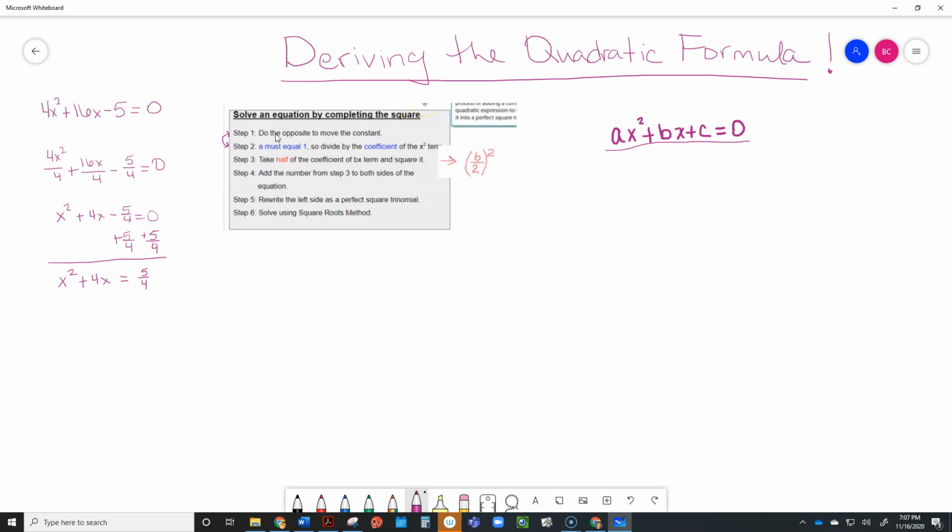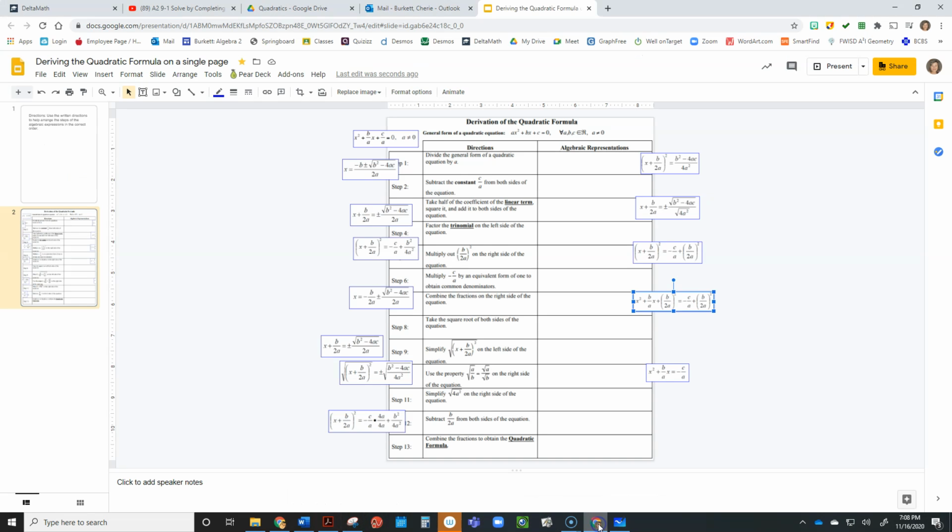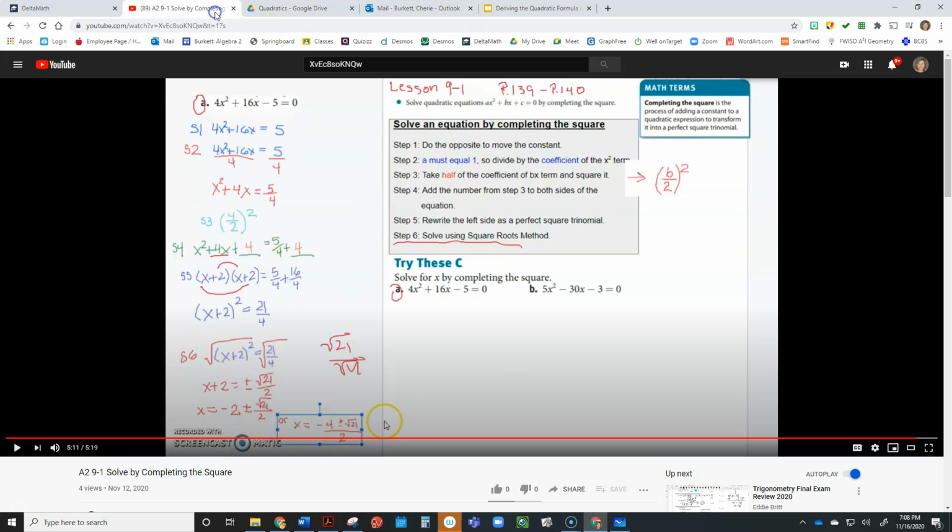And I proved that to you by taking this problem that Professor Trevino worked in that other problem. She worked this problem, and let's go back and see real quick what she did. She did step one right here. She said, do the opposite to move the constant. So she did the opposite of -5. She said +5 +5 to both sides of the equation.